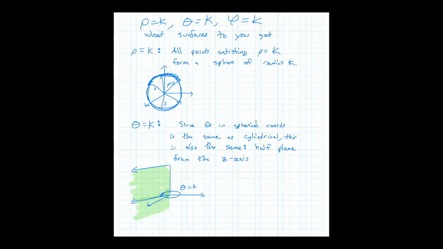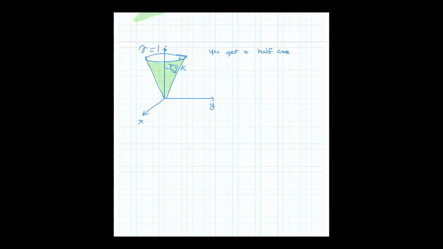These are pretty clear, I think. So you get a sphere, a half plane, and a half cone.